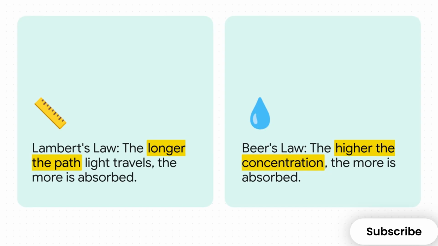First, Lambert's law says that the thicker the sample is, the more light it's going to absorb. That makes total sense, right? The light has to fight its way through more molecules. Then there's Beer's law, which says the more concentrated the solution is, the more light it'll absorb. Again, that's exactly what you'd expect. More molecules packed into the same space means more light is going to get blocked.